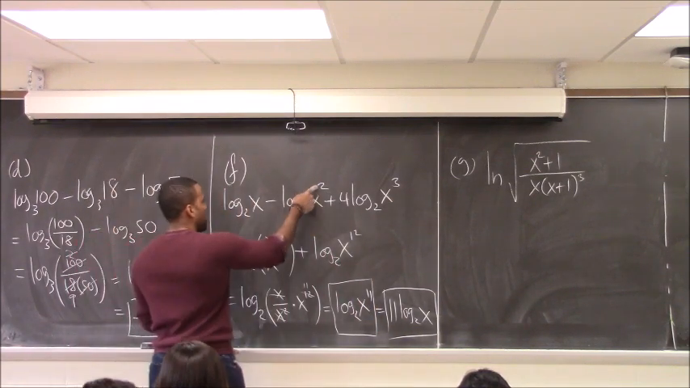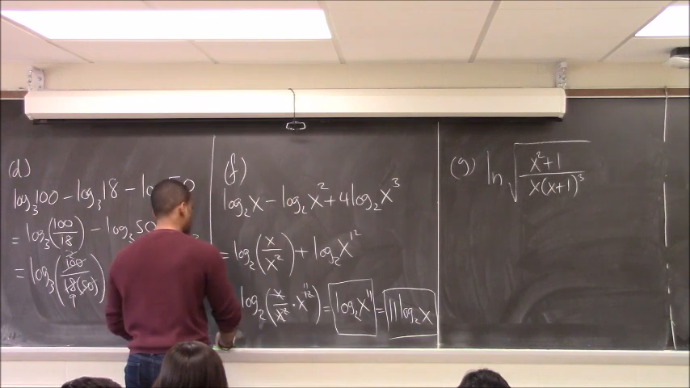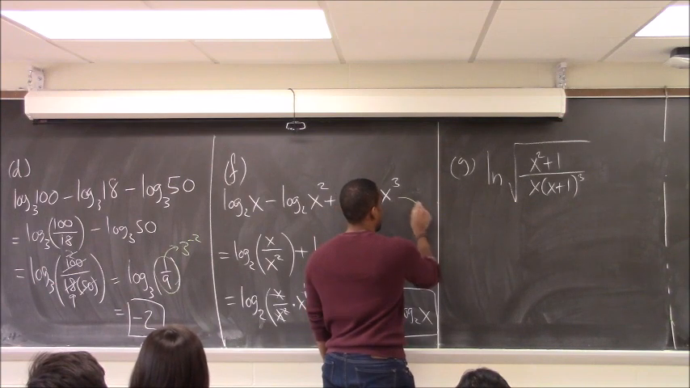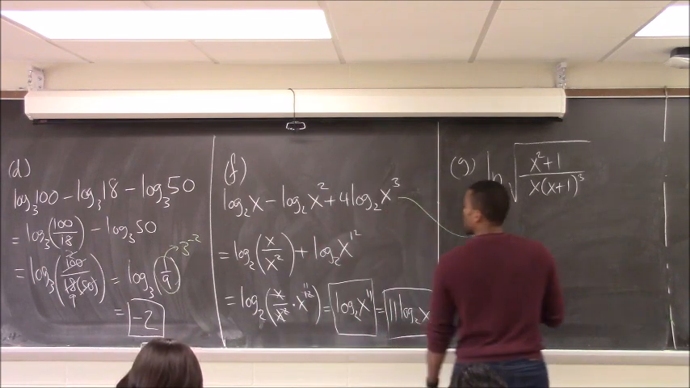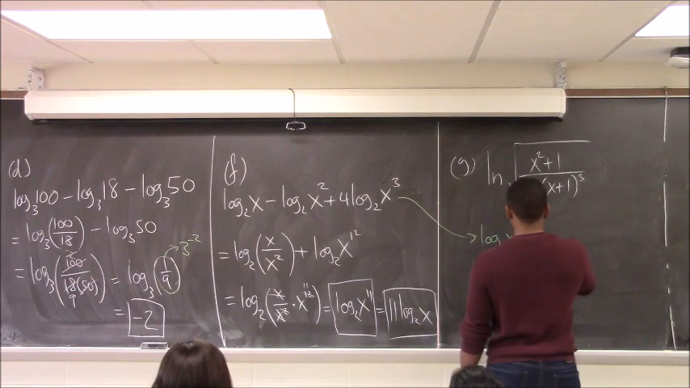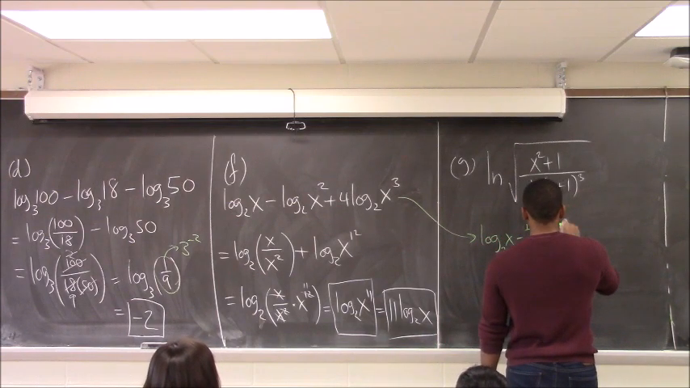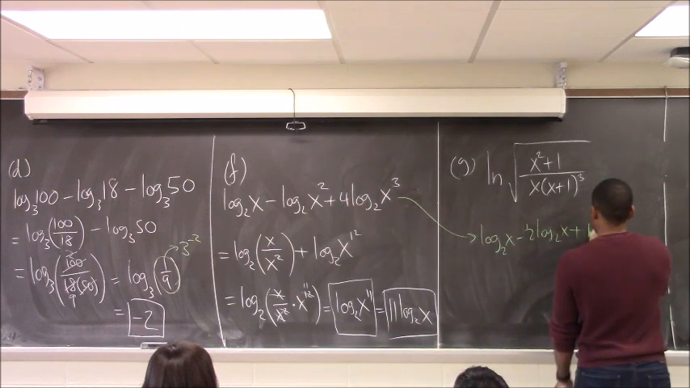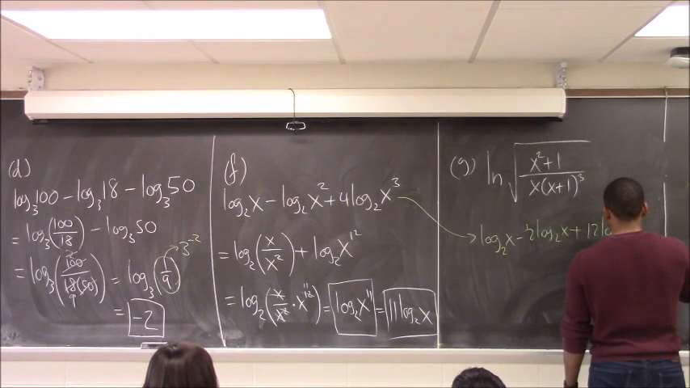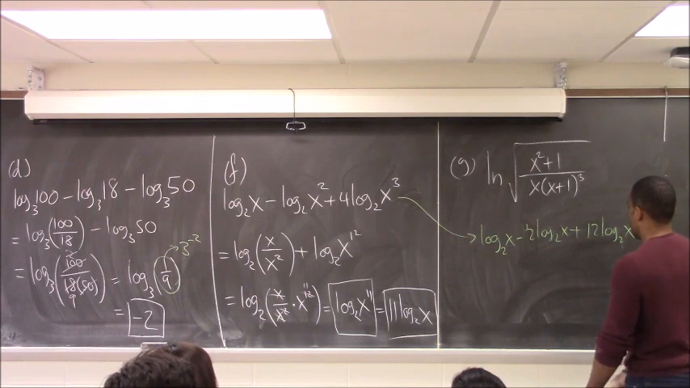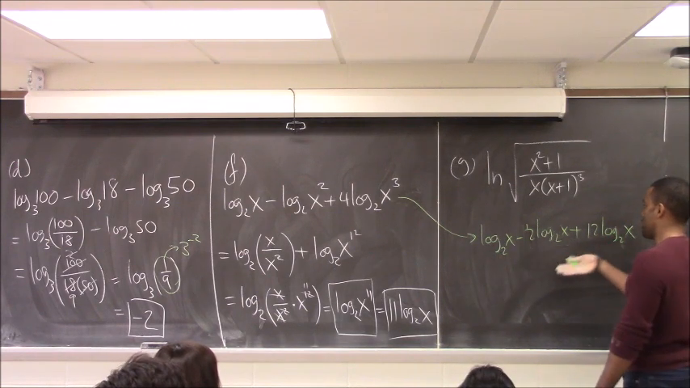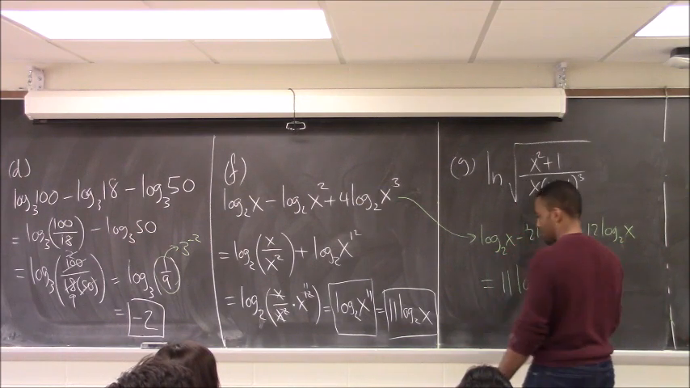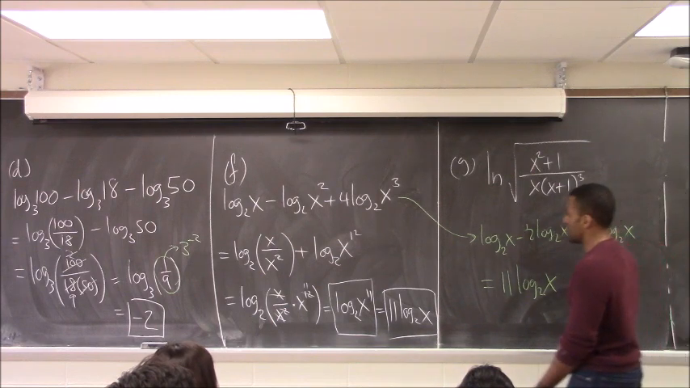We could also just bring all the powers down from the beginning. That's another way. Log to the base 2 of x minus 2 log to the base 2 of x plus, bring the 3 down, multiply that, that's going to be 12 log to the base 2 of x. So that's like 1 apple minus 2 apples plus 12 apples is 11 apples. Get the answer to that.